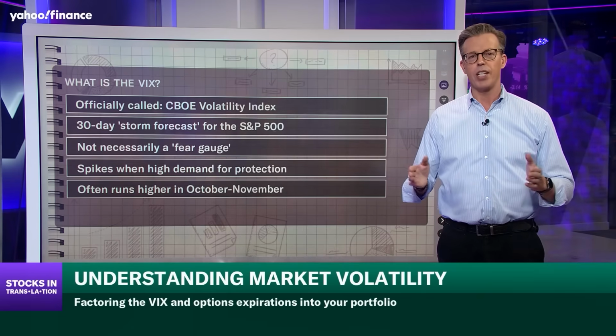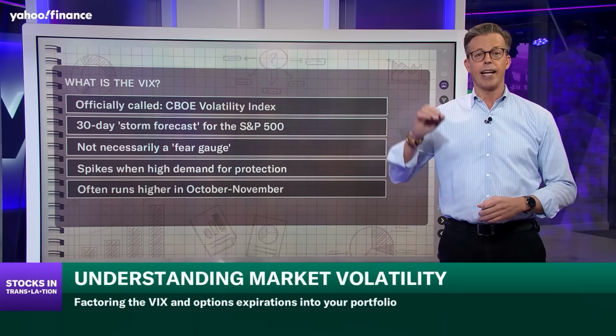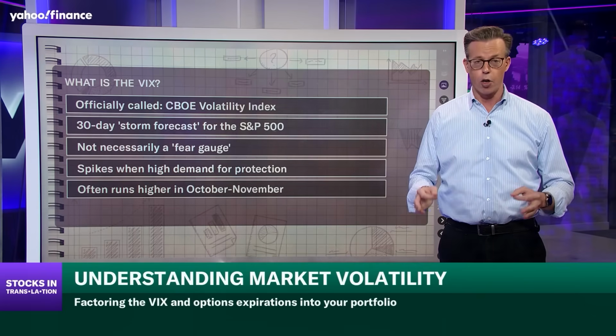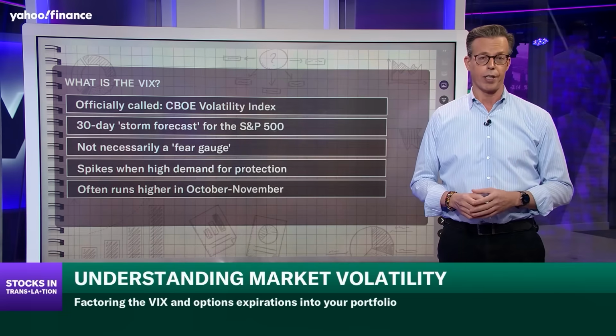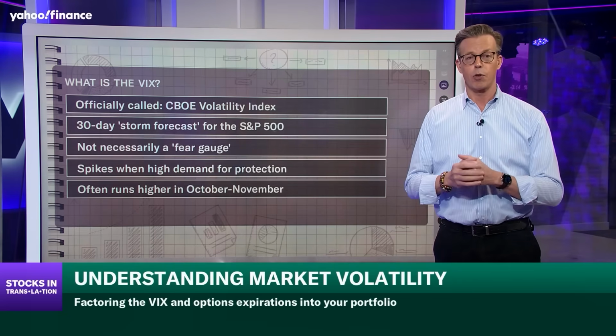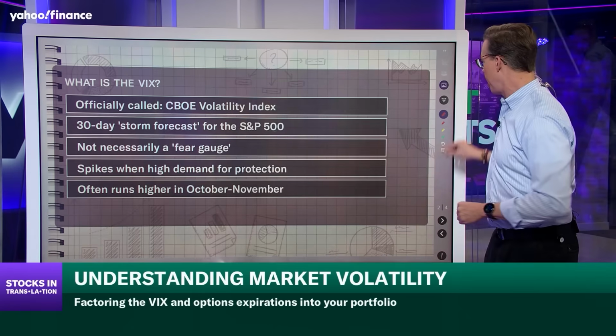There's also a seasonal weather pattern to the VIX. It tends to be higher on average in October and November, as that's when we've seen some big swings historically. Now let's take a look at how the storm warning has changed over time.